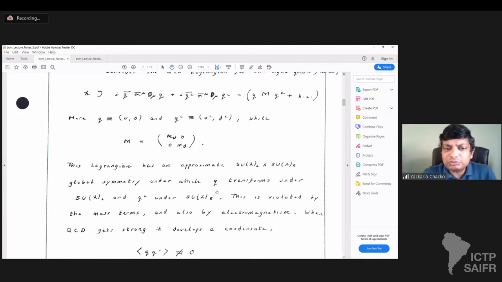But this symmetry is violated by the mass terms because m_u is not equal to m_d. And it's also violated by electromagnetism because the electric charge of the up is not the same as the electric charge of the down. So when you rotate them into each other, electromagnetism doesn't like that. But this is a good symmetry of SU(3) color, a good symmetry of QCD. Not a good symmetry of the mass term, not a good symmetry of EM.